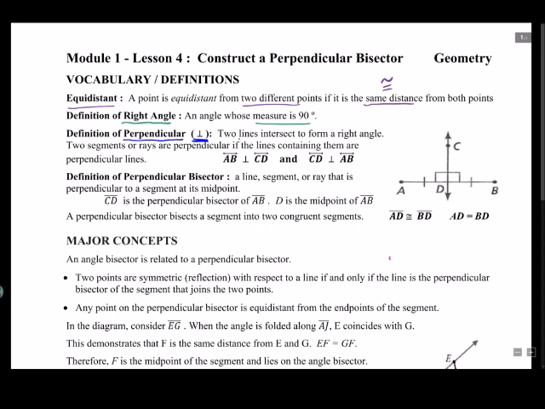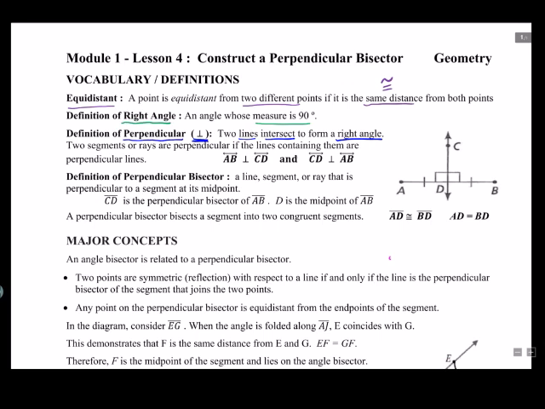If two lines intersect to form a right angle, they are perpendicular. The definition of perpendicular is right angle. Two segments or rays are perpendicular if the lines containing them are perpendicular. So if we look at our diagram here, we can see that segment AB is perpendicular to line CD. We can also say line CD is perpendicular to line AB.